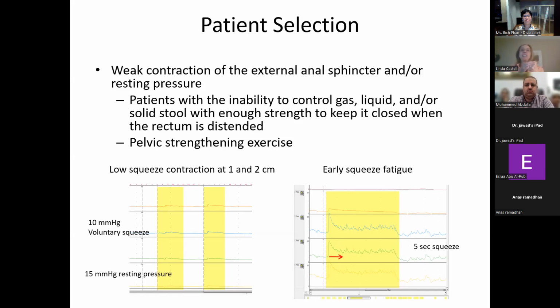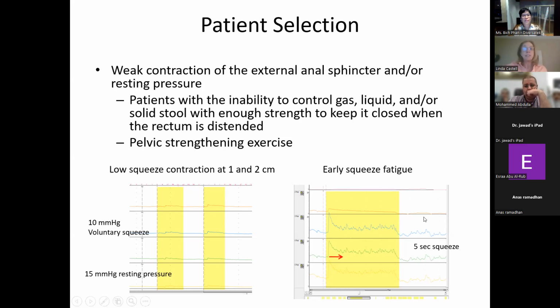Okay, and if a patient does present with a weak sphincter, chances are your patients are going to complain of the inability to control gas, to hold back flatus, liquid or solid stool. So our goal is just to try to, again, strengthen that muscle with these pelvic exercises.